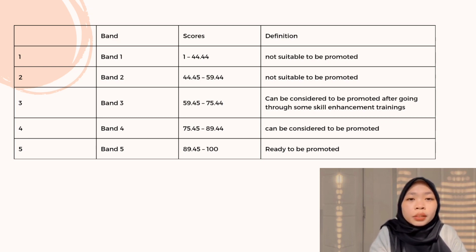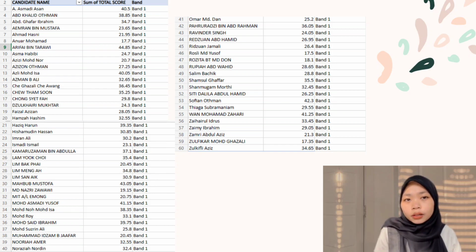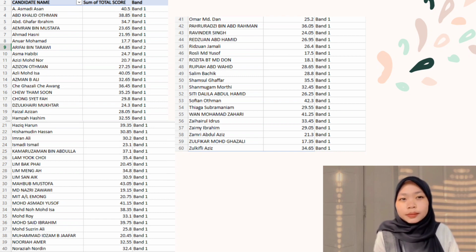And the last one, if the candidate got 89.45 until 100, the candidate will be in band 5. Band 2 and band 1 mean that the candidate is not suitable to be promoted. Band 3 is average, while band 4 can be considered to be promoted, and the last one, band 5, means that the candidate is ready to be promoted. In this part, all of the candidates got band 1 except for Arifai bin Tarawi. He got band 2 from his total score. This means that all of the candidates are not suitable to be promoted.